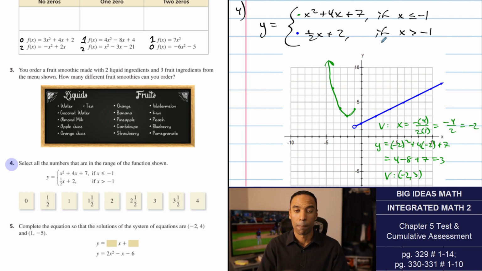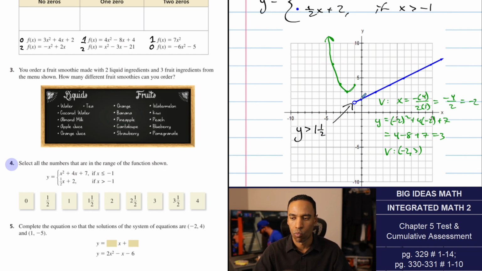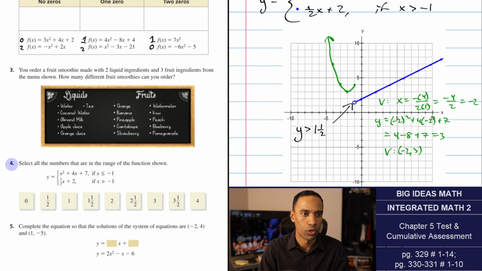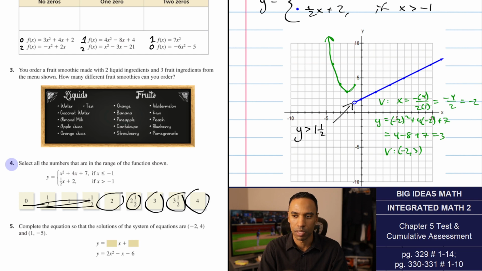They're asking about range. What values exist in the range? The lowest value that we hit, and we don't actually technically hit it, is... so our range is basically y is greater than 3/2. How do they say it? 1.5. Y is greater than 1.5 is our range. We don't hit that, but we hit everything above. We hit 2 and 3 and everything above there as it goes up. We hit nothing below. So which values are included? Nothing here, but all these are yeses. These are all part of the range of the piecewise function.